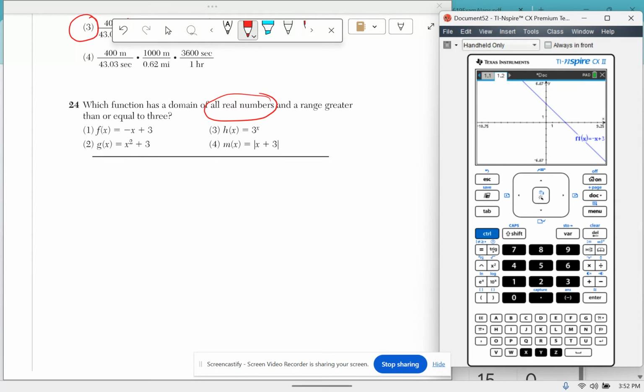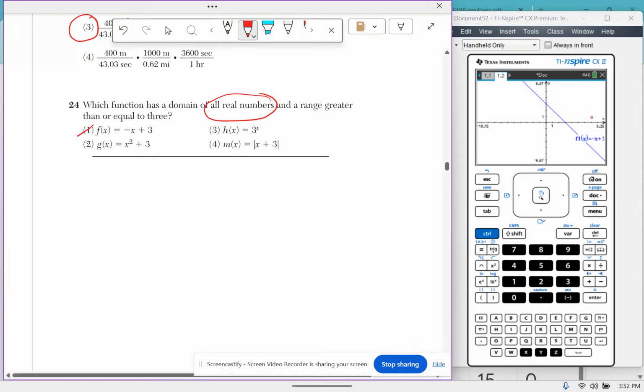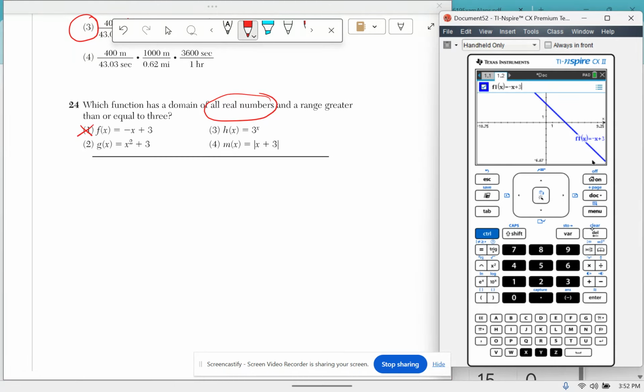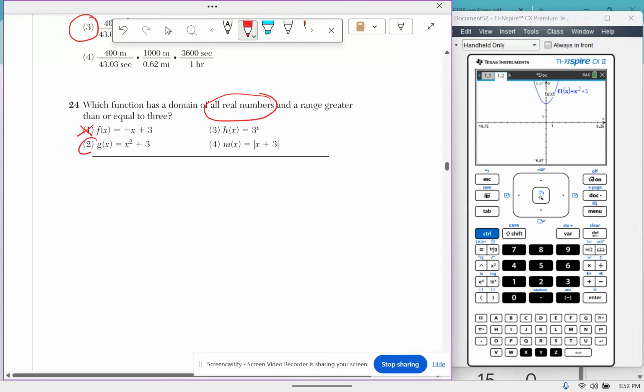And a range greater than or equal to 3, well, no, this guy's range is all real numbers, so we're going to exclude that. Let's type in the quadratic now for answer choice 2. X squared plus 3. Okay, so his range begins at 3, including 3, and goes up to all real numbers. And he has a domain of all real numbers, so the answer is going to be choice 2.